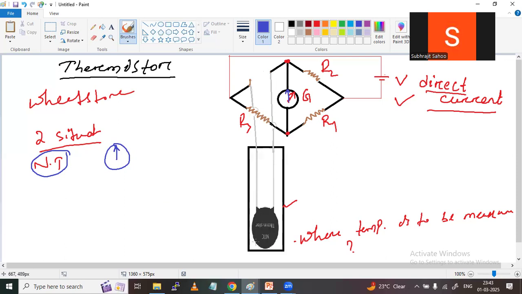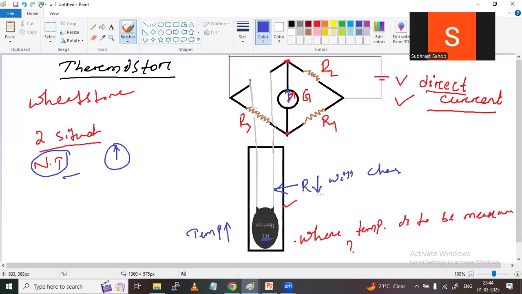Now I expose this thermistor to a region where the temperature is high, 70 or 80 degrees Celsius, whatever it may be, more than normal temperature. Then what happens? Immediately the resistance of the material will change. If it is a negative temperature coefficient thermistor, then R will decrease compared to the normal temperature condition.